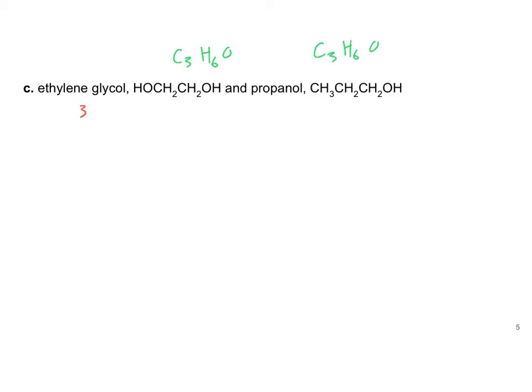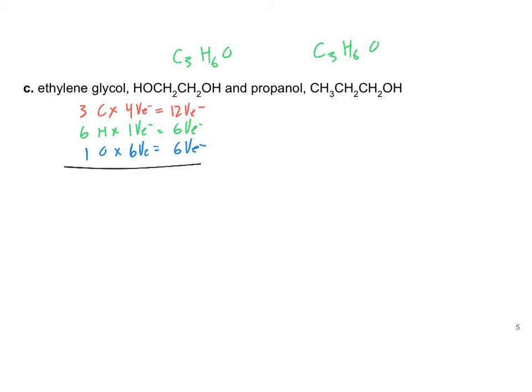So this one has 3 carbons times 4 valence electrons, which gives me 12 valence electrons. And then I have 6 hydrogens times 1 valence electron, which gives me 6 valence electrons. And then I have 1 oxygen times 6 valence electrons for 6 valence electrons. So when I add all that up, 12 and 6 and 6 is 24 valence electrons to find a home for both of them.